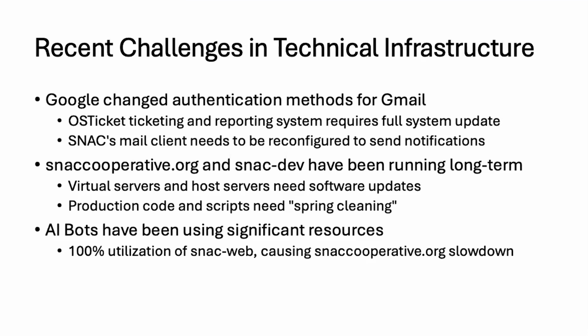The other thing is that SNAC's infrastructure has been very robust. We've had really significant uptime, long-term service, like both snaccooperative.org and SNAC Dev have been running for a long time. But that means that it's coming time to patch and update the servers, as well as spring cleaning some of the code. So we need to do things like update the operating systems to newer versions, upgrading the code base to use the latest versions of PHP, Postgres, Elasticsearch, and all of that. So there's some things to do here.